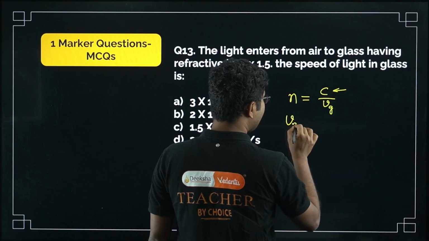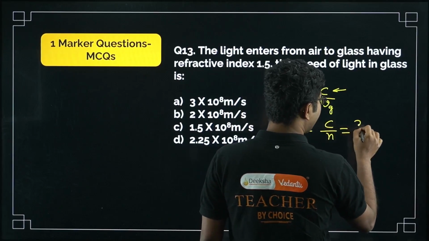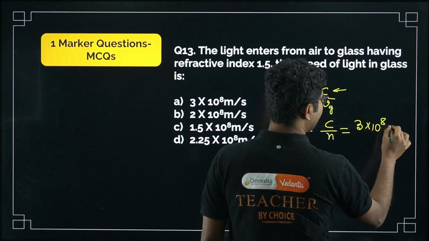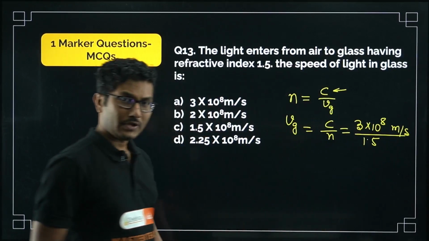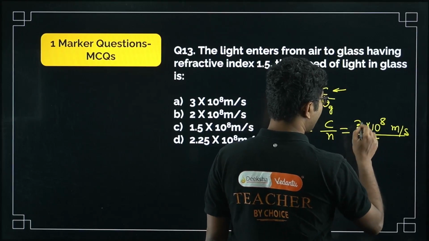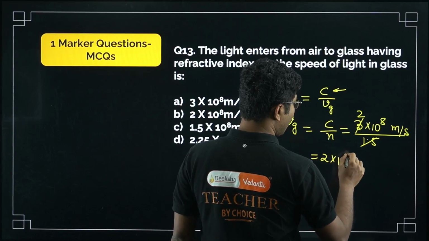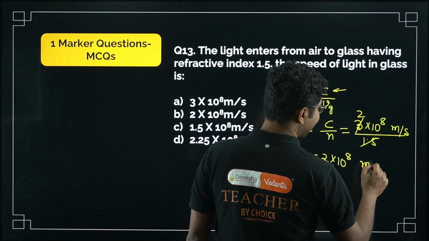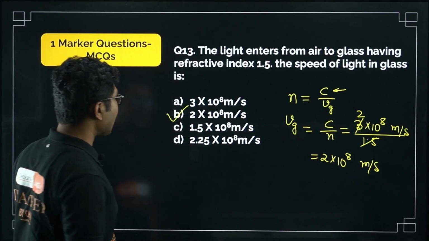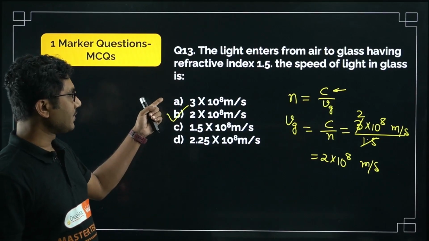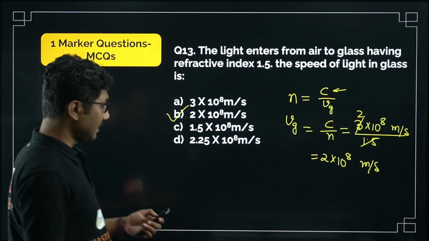So the speed of light in glass is basically C divided by n. C is basically 3 into 10 to the power of 8 meter per second divided by 1.5, right? So you have to cancel them, and you'll get 2 into 10 to the power of 8 meter per second. So the answer is this. Be careful while answering, don't fall for the traps, specifically option A and option C. So this is the answer, easy question.